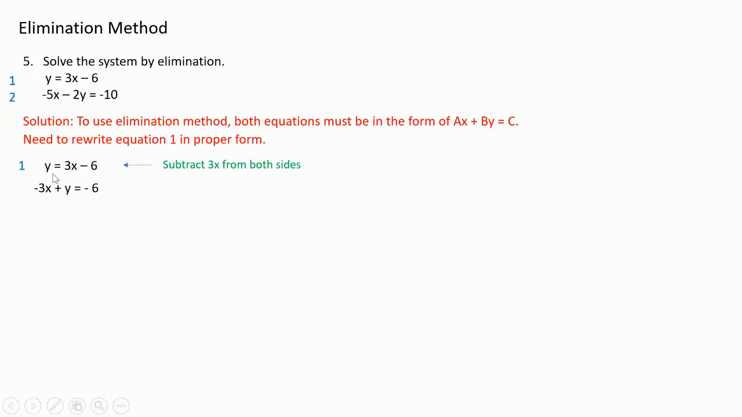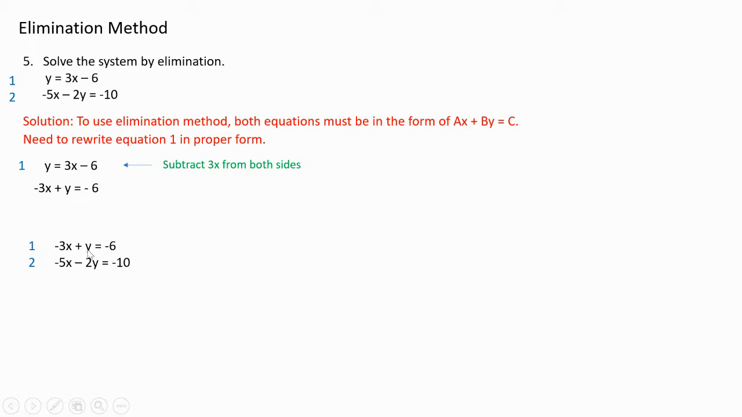So I rewrote equation 1 into the proper form so I can try to solve it by the elimination method. You see, now they're both in the form ax plus by equals c. Now you have to decide what you want to get rid of, the x's or the y's. In my opinion, I'm going to eliminate the y's because it's easier.